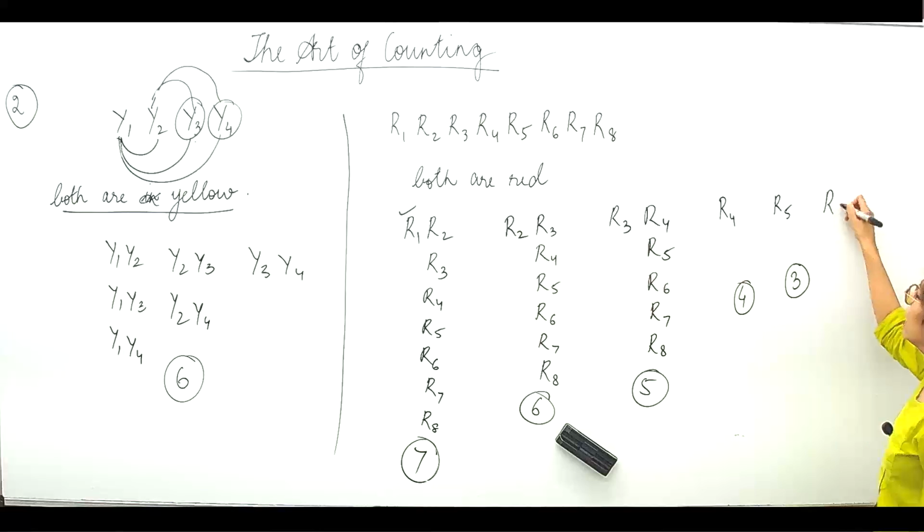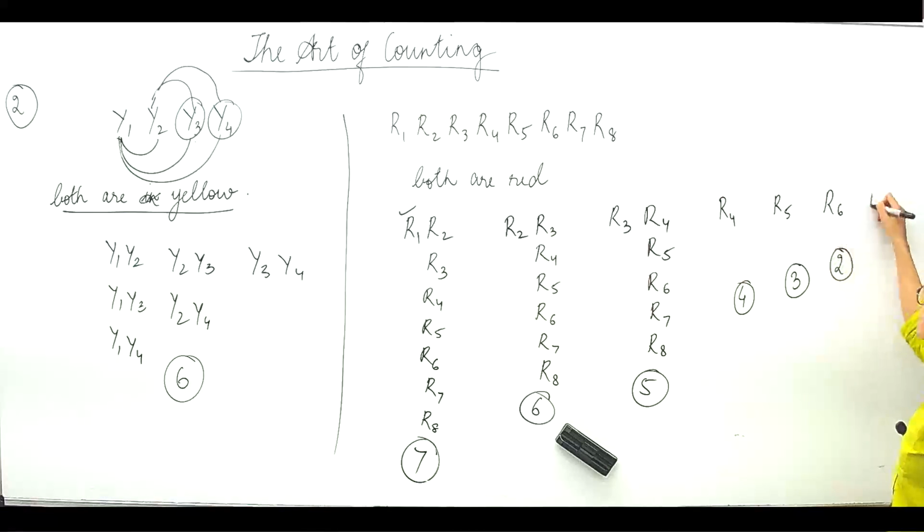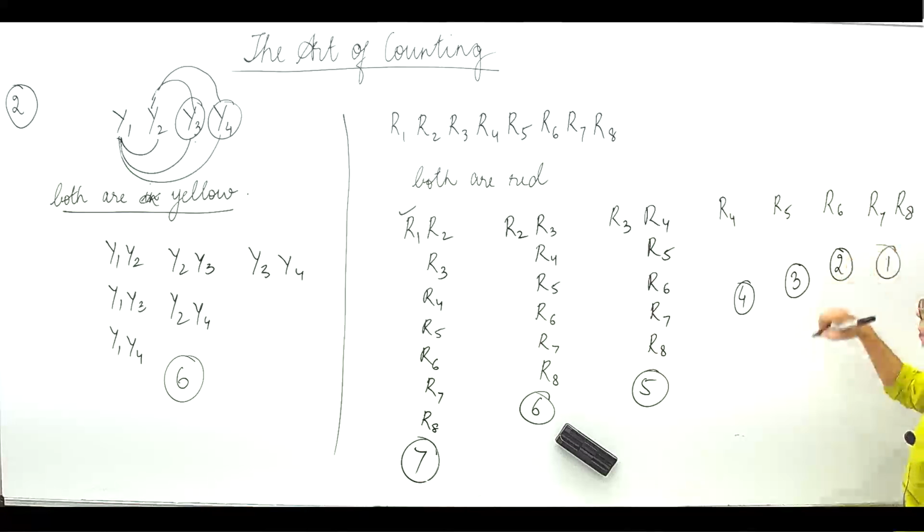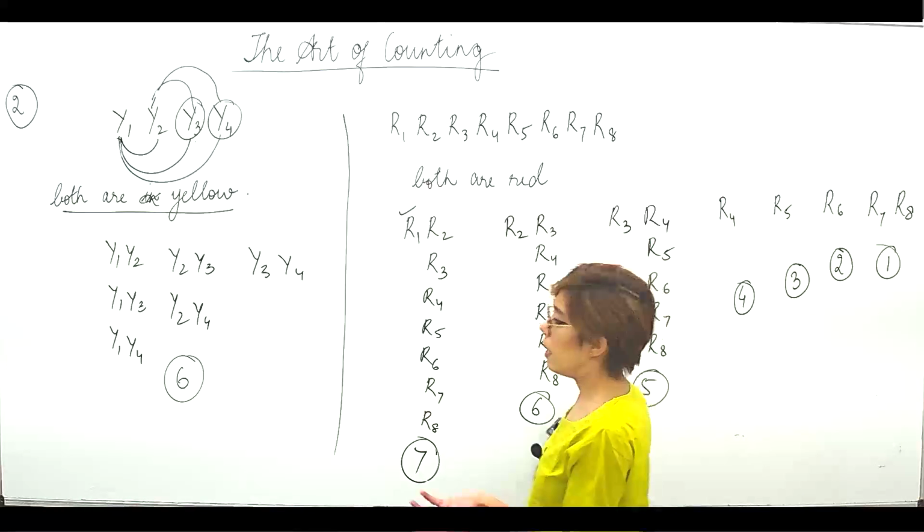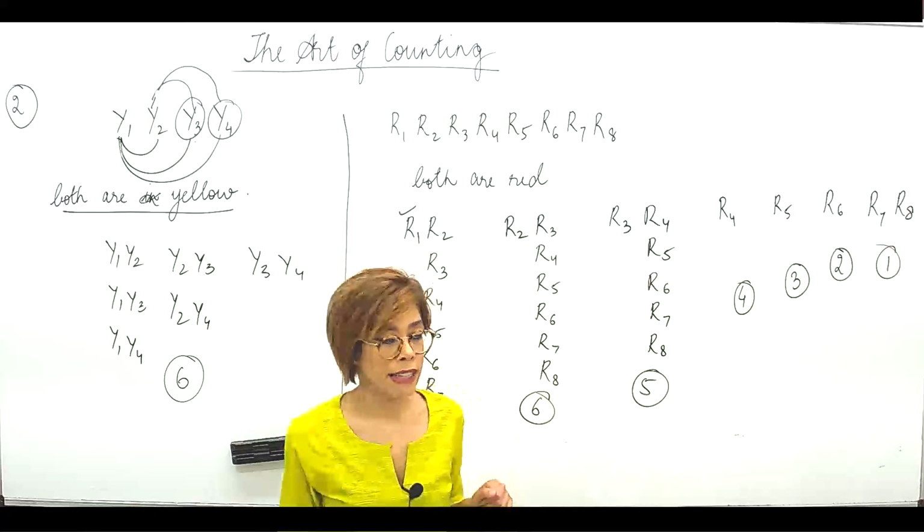Right? R6 के लिए करोगे you will get just 2 and R7 के लिए you will just get 1 because R7, R8 just one pair. Right? R8 के लिए नहीं कर पाओगे because you have exhausted that case.